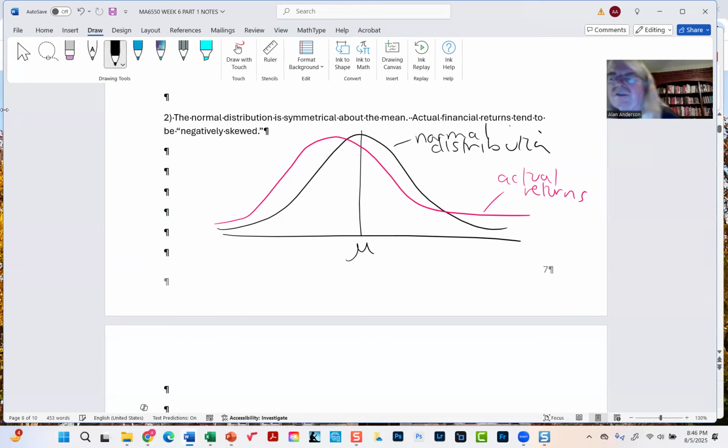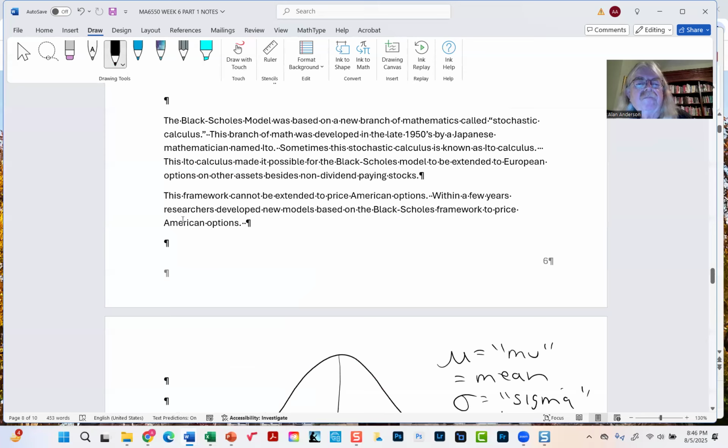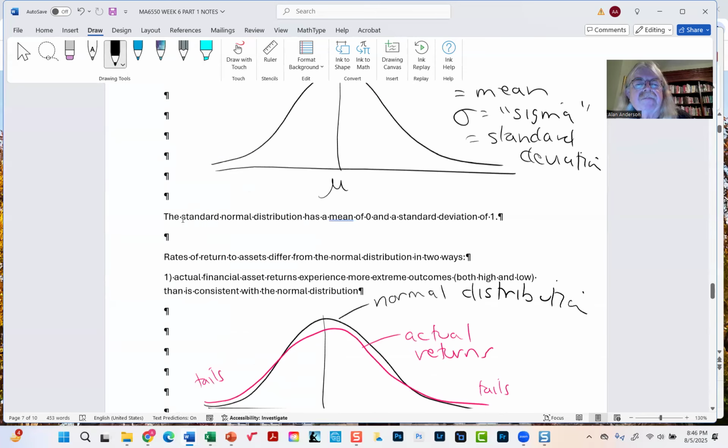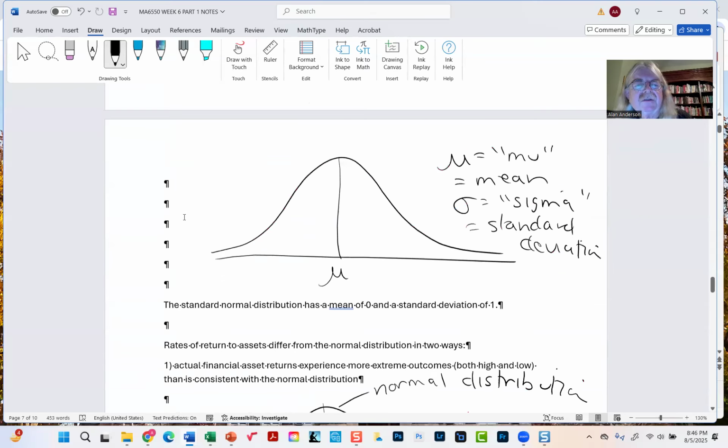So that means the Black-Scholes assumption here is a little bit off. It's not a terrible assumption, but it's not perfect either. Now, another assumption of Black-Scholes.